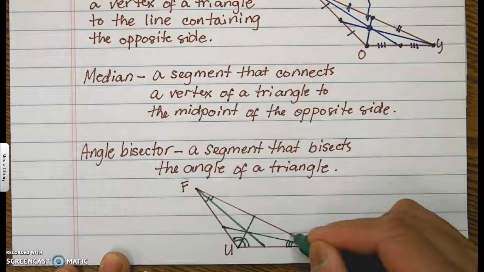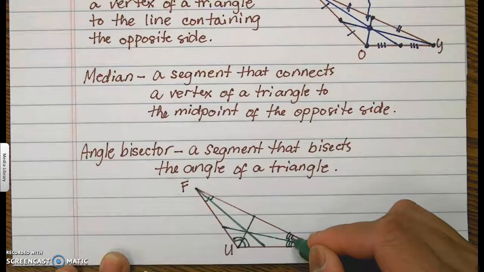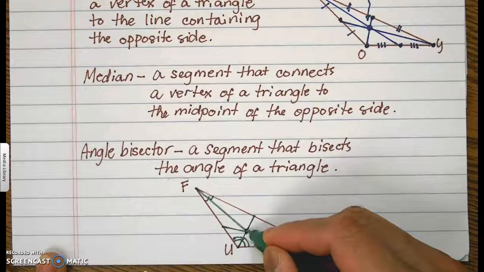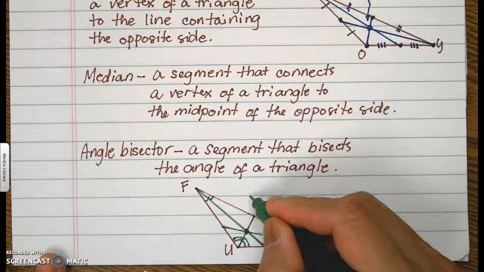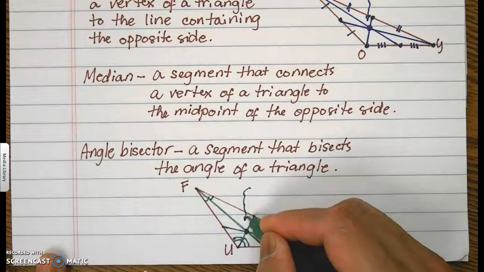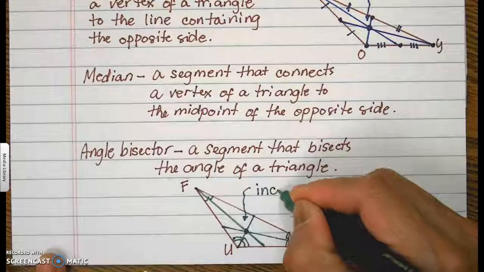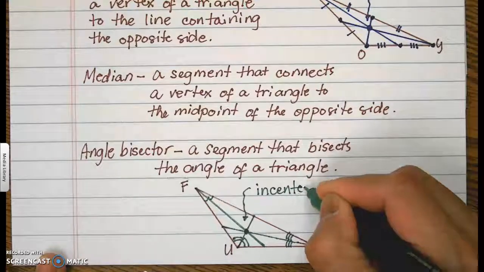Again, similar symbols or similar marks that you make means that your angles, or your parts, are congruent. So that means that this angle is congruent to this one, this is congruent to this one, and this is congruent to that one. The point of concurrency of all the angle bisectors also has a special name, and this special name is called the incenter of your triangle.